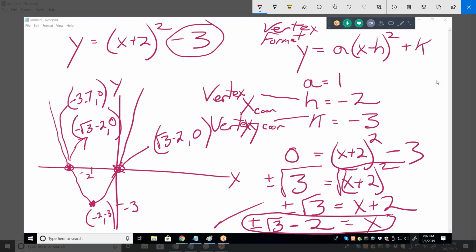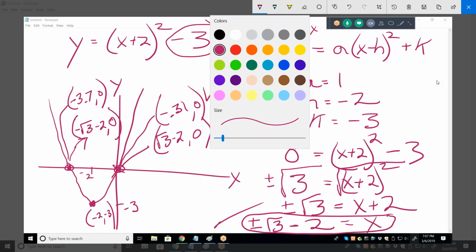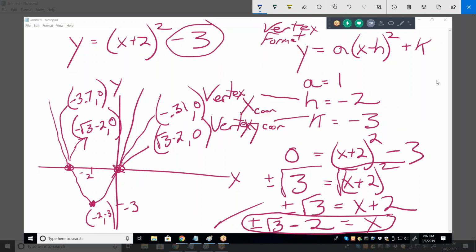And if I had to absolutely give you a number, that is going to be minus 0.31, comma 0. So my drawing wasn't far off. It was relatively close. It's just this x-intercept should be to the left of the y-axis. So a more accurate drawing might be this. All right. Okay?